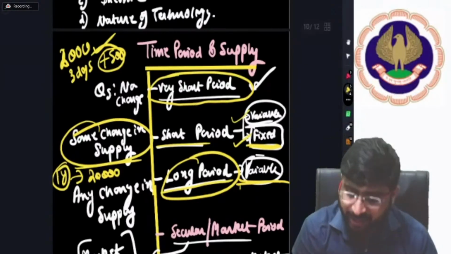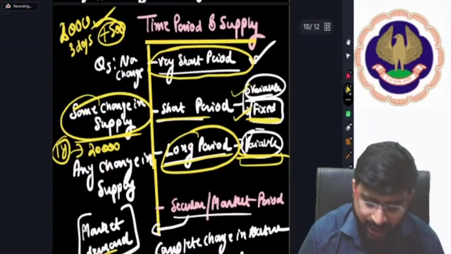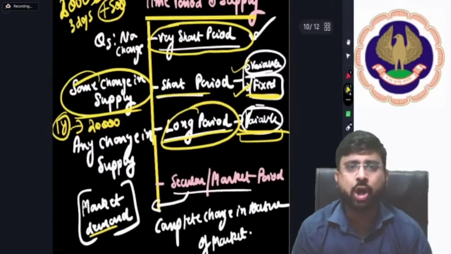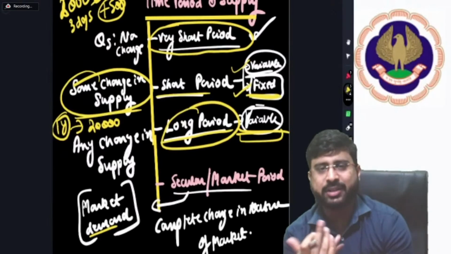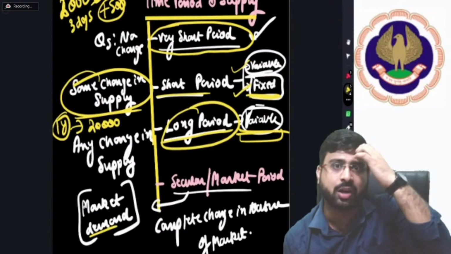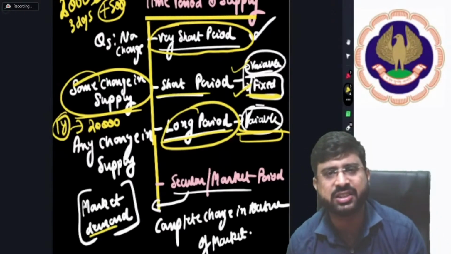Got it, sir. It's a variable time period again. And finally, moving on to the market period. It's a period where the economy is changing, where the dynamics is changing. So let's say India used to be an old country. Now India is a young country after, let's say, 50 or 60 years.